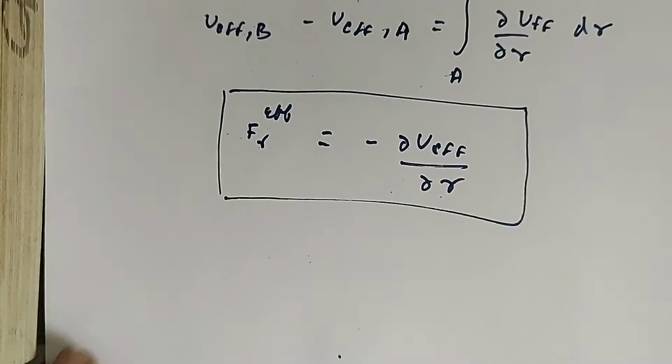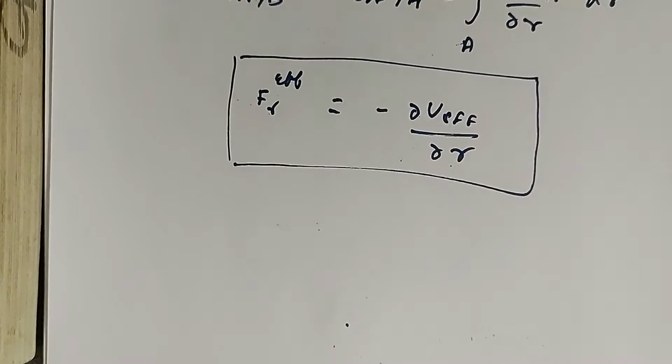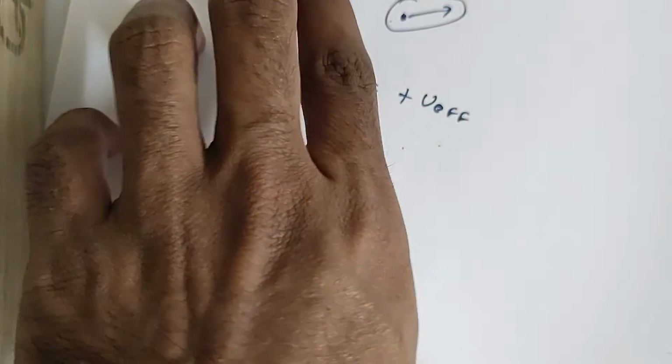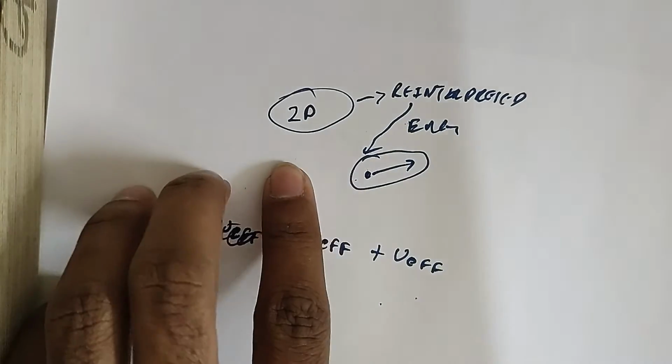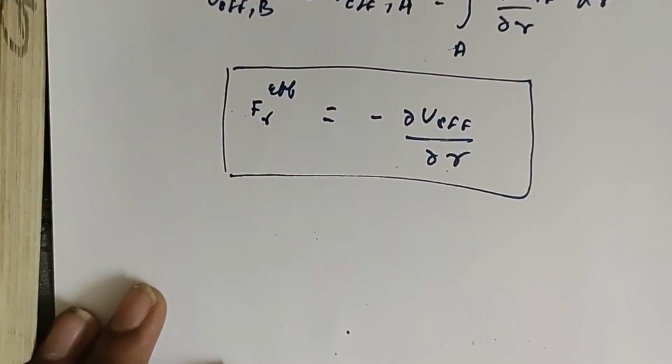This is my force and effective potential energy relation with a negative sign and a derivative with respect to r. Now this is a very important equation to speak. So what does U effective do? It describes the potential energy required for a reduced body moving in one dimension, as I showed you over here. This is the reduced system. So what U effective does is it describes the potential energy required for a reduced body moving in one dimension.